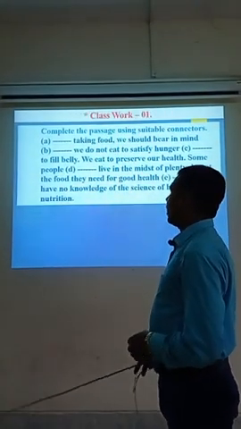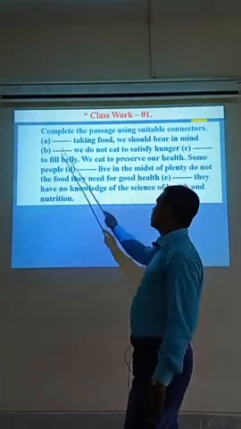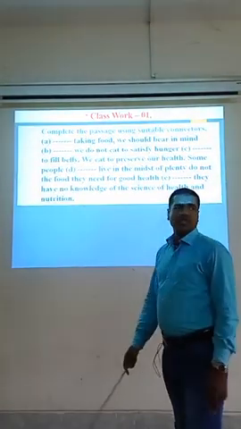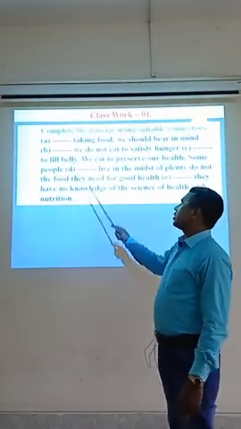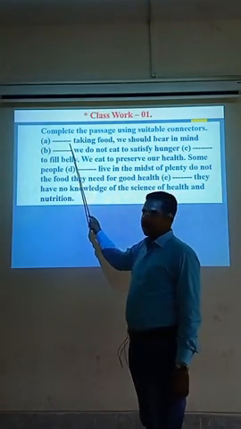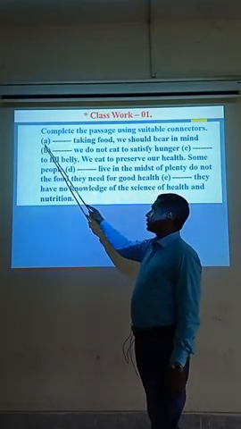There is a passage, a very short passage. You can see, complete the passage using suitable connectors. You can follow it. Number A, there is a gap. You should fill in the gap with connectors, sentence connectors.